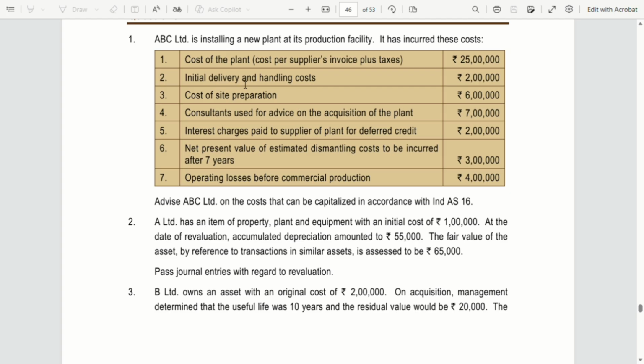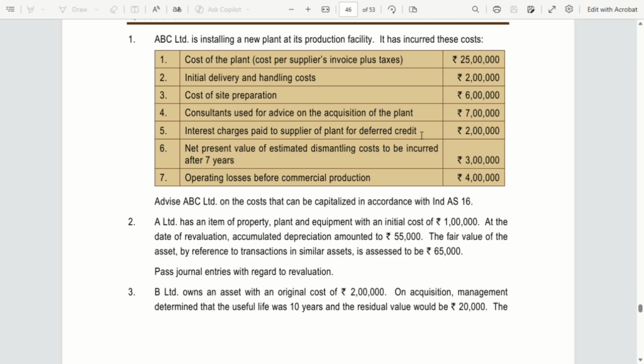Initial delivery and handling cost. So we can add this cost. Cost of site preparation, yes, we will add. Cost used for advice on the acquisition of the plant, 7 lakh, we can add this. Interest charges paid to the supplier of the plant for deferred credit.